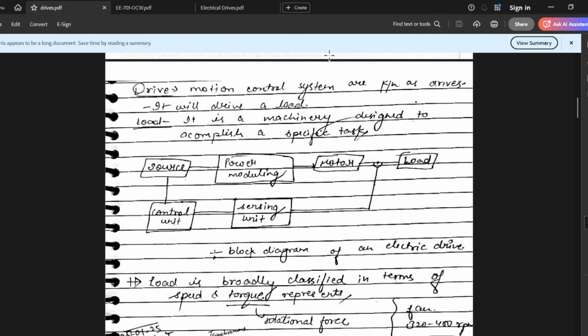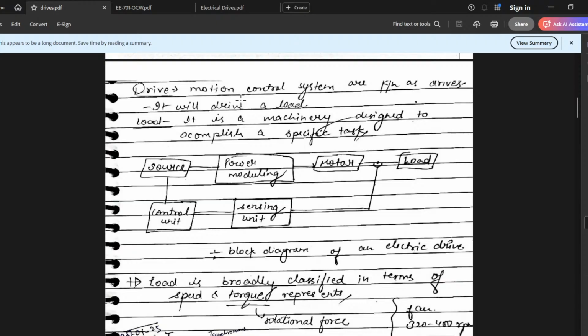Actually, drive in the literal meaning is to drive something, to carry something. So in this electrical system, you can say that it carries the electrical force and delivers it as, in this context, a mechanical force. So an electric drive is a type of device which drives the electrical force. Motion control systems are known as drives. It will drive a load.